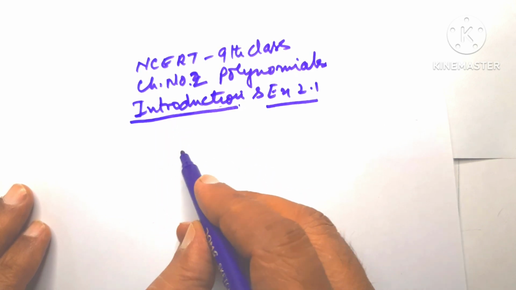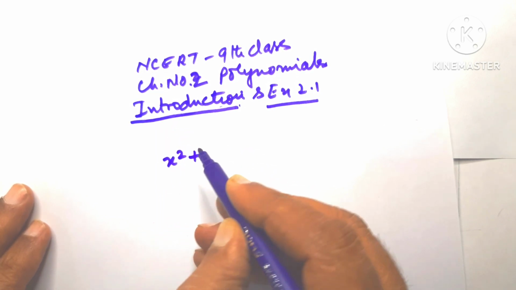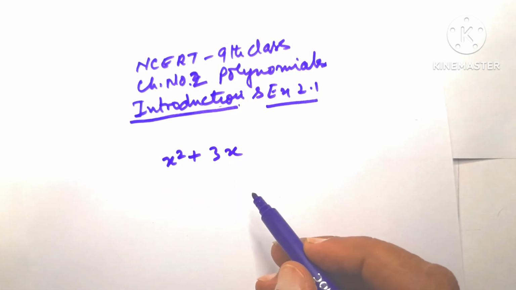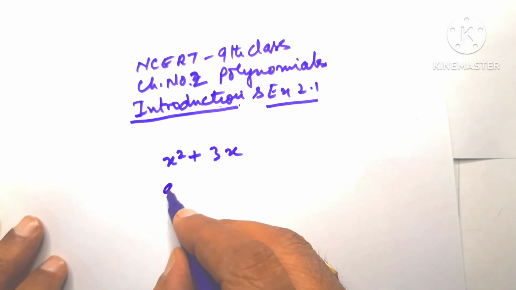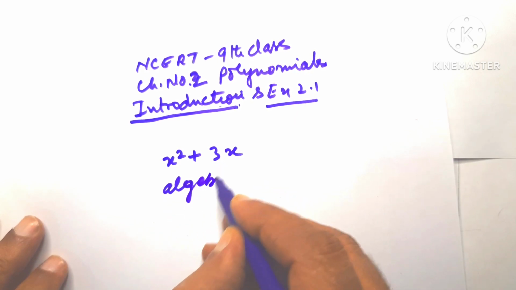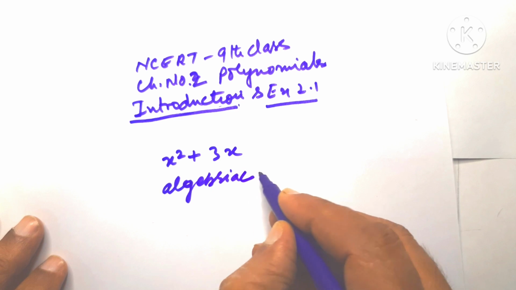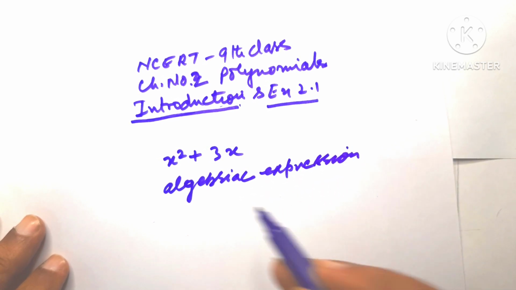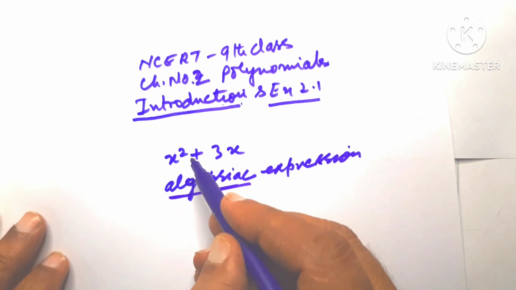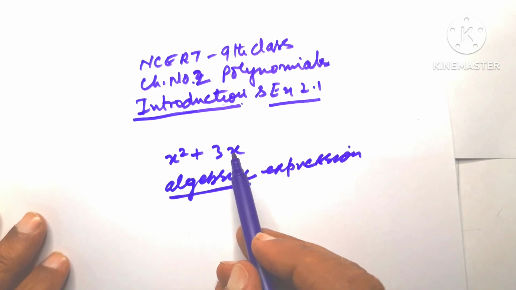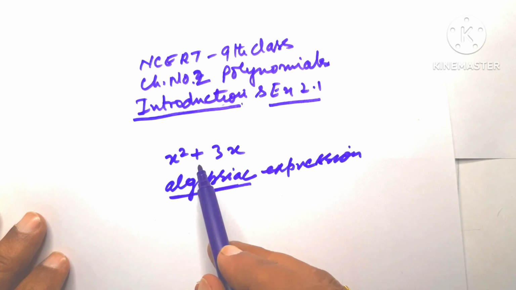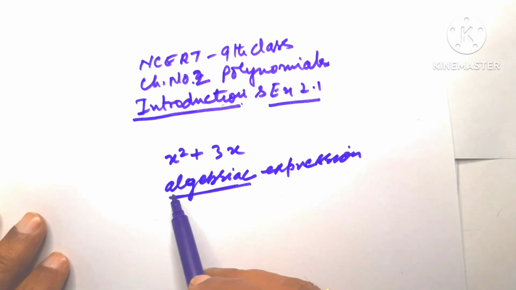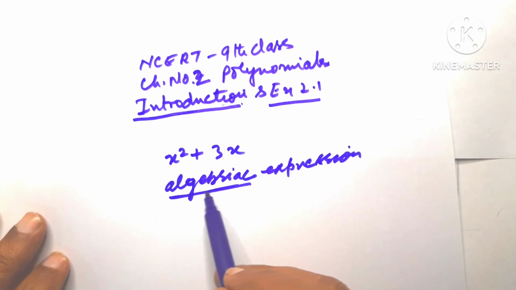So let us suppose x square plus 3x, this is an algebraic expression. Why is it called an algebraic expression? Because there is a sign of plus. Any terms which are joined by plus, minus, multiplication, division, this is called an algebraic expression.